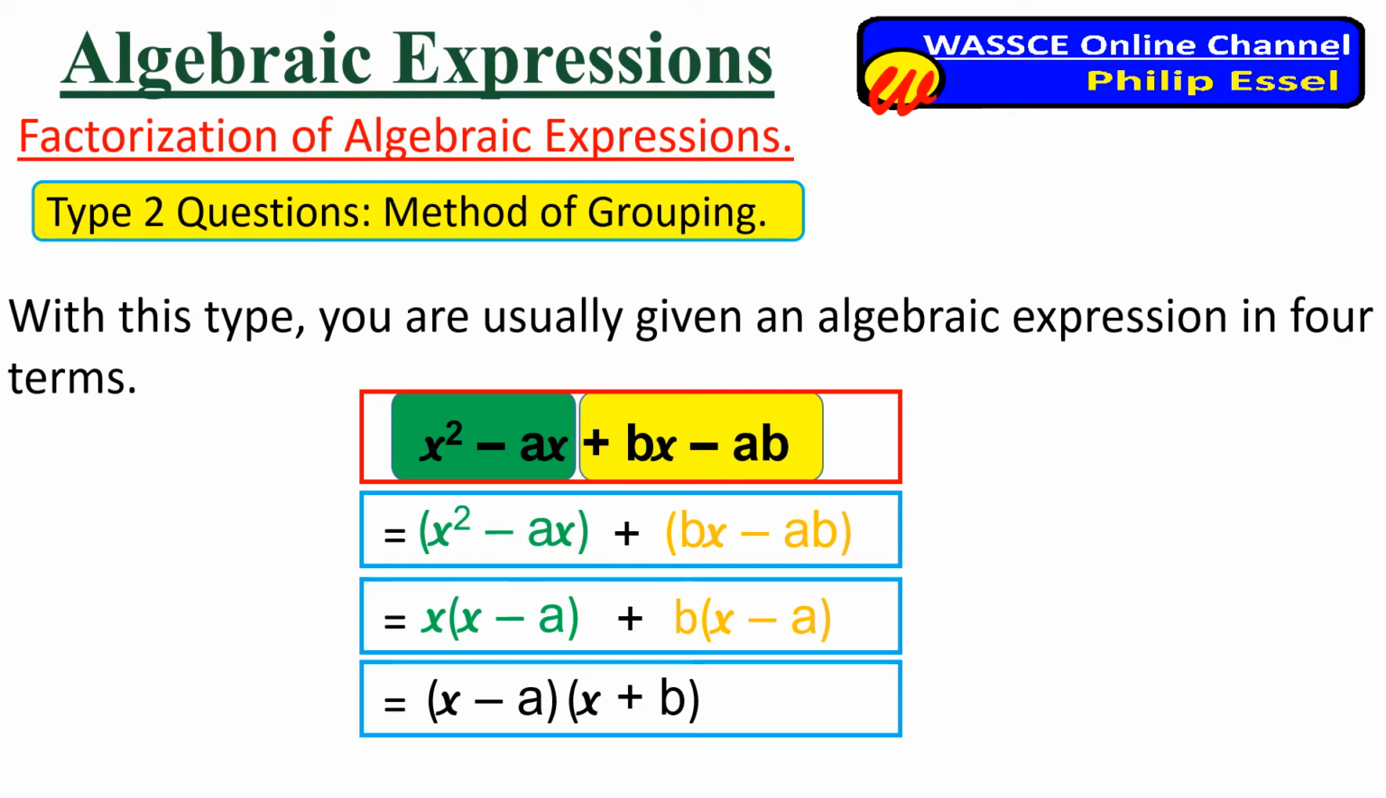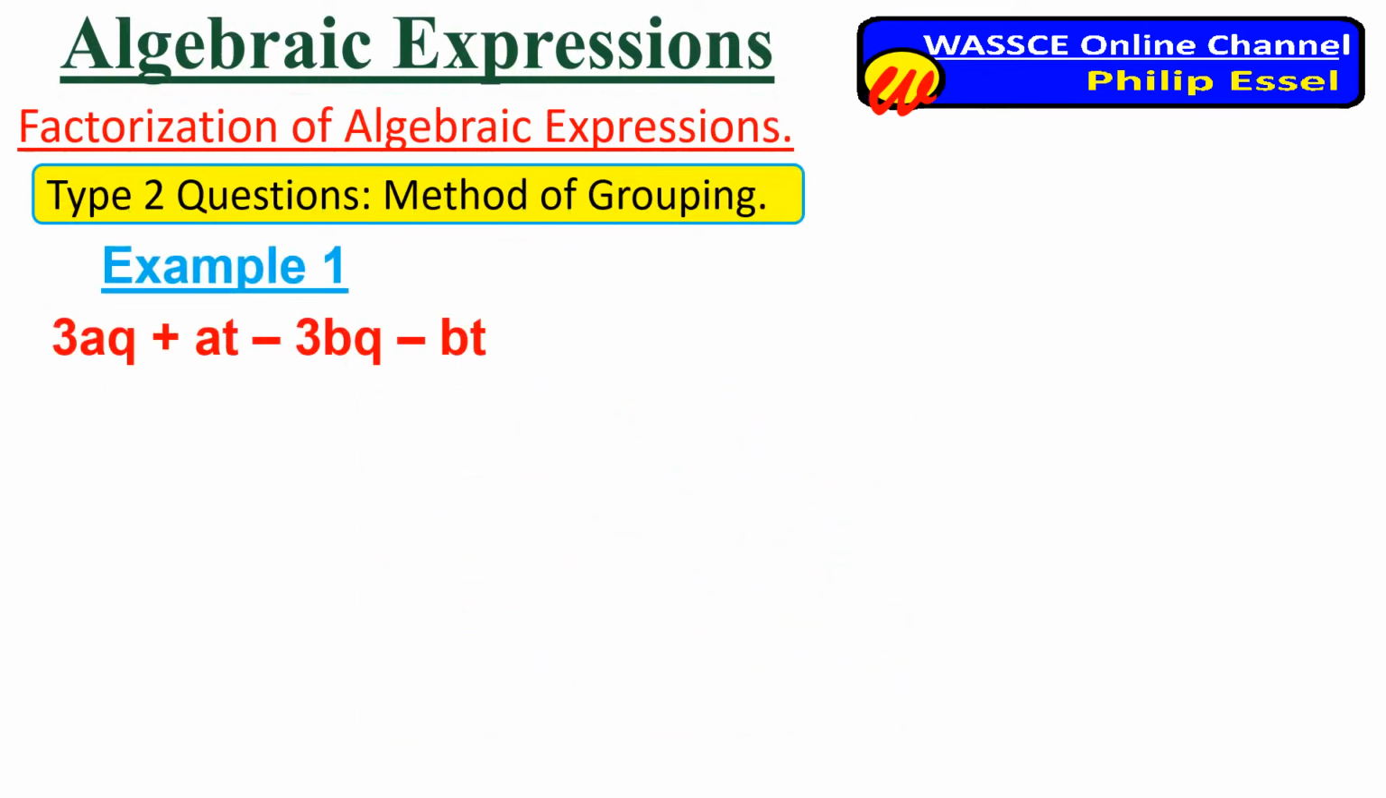Let's look at some examples. Let's look at example 1. In this example, we have been given the algebraic expression 3aq plus at minus 3bq minus bt, and our work is to factorize this algebraic expression.